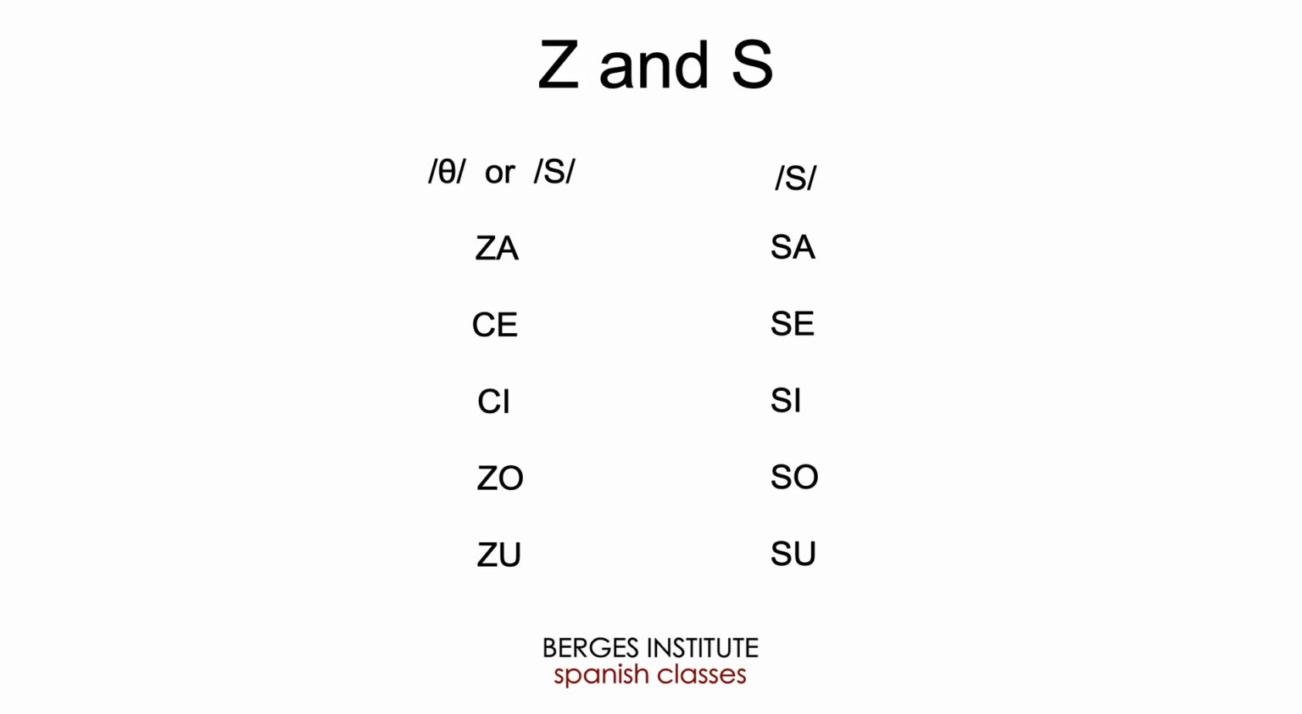So what happens when we put C with an E or C with an I? Well, we get a different sound. The sound that we get is the, thi, or it's also pronounced se, si. So what's the deal with the 2 different pronunciations?